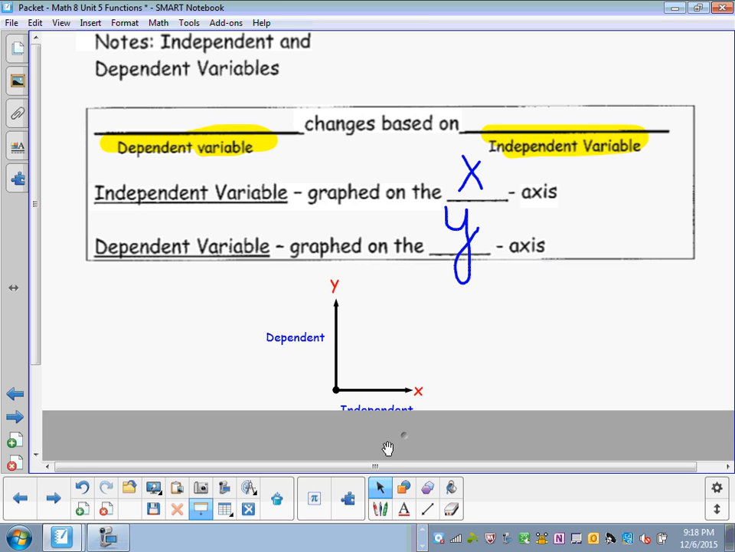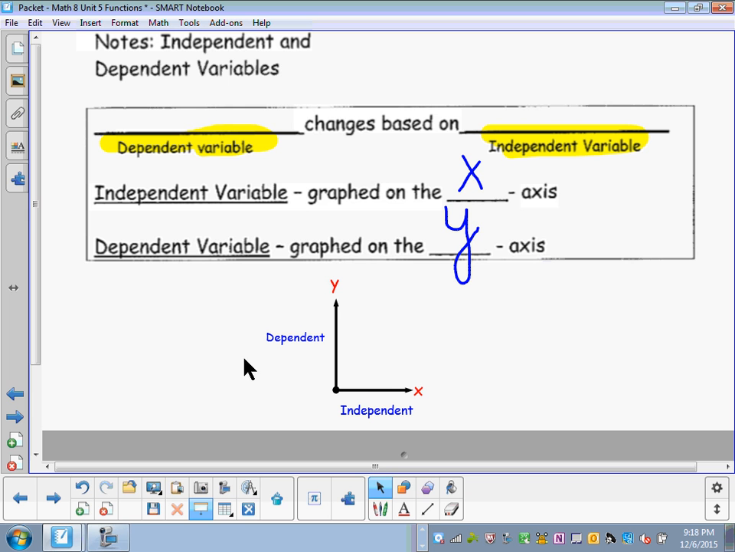And if we wanted to visualize this, it would look something like this. We could just sketch the first quadrant, and our x value is the independent variable, and our y value is the dependent variable.